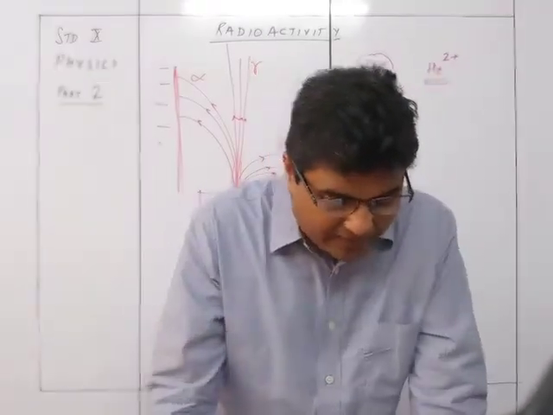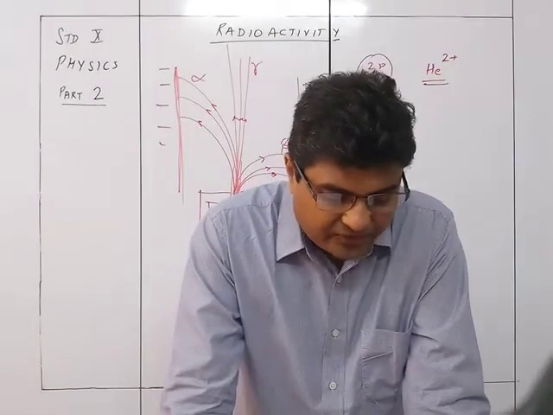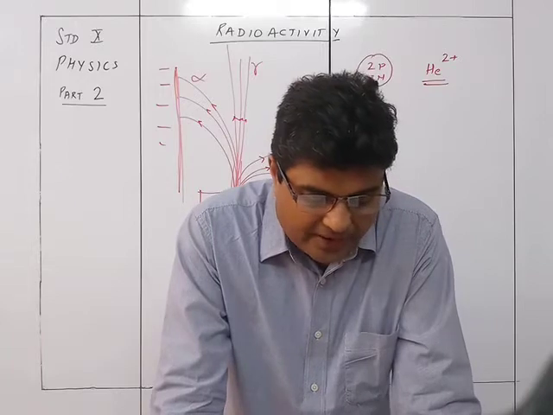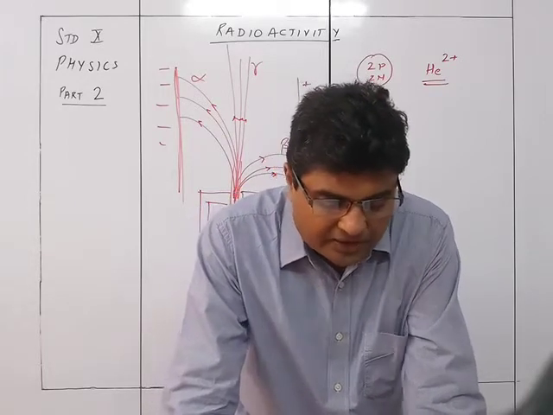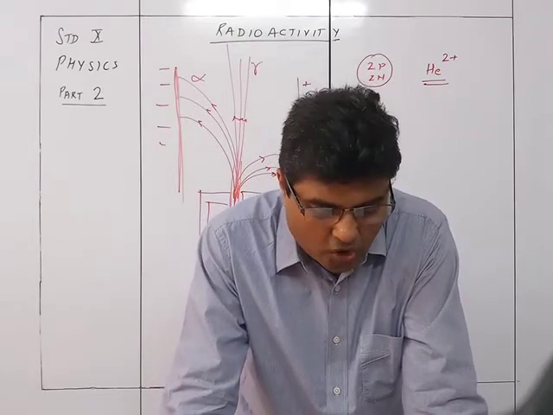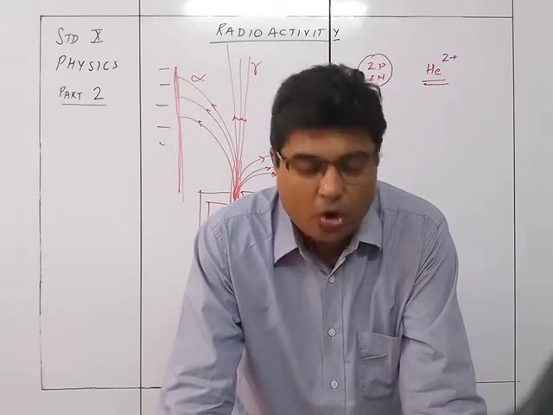The speed of an alpha particle is of the order of 10 raised to 7 meter per second. It is different for alpha particles emitted from different radioactive substances. Further, all the alpha particles emitted by the nucleus of the same radioactive substance do not have the same energy or speed, but they have energy distributed in a small range.